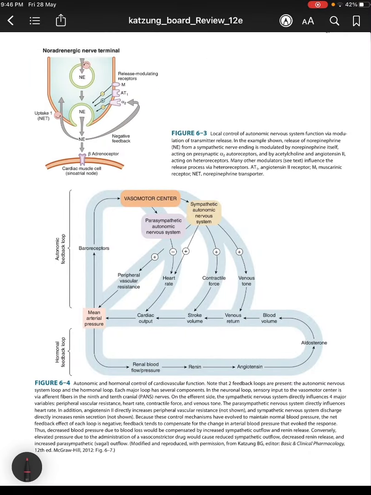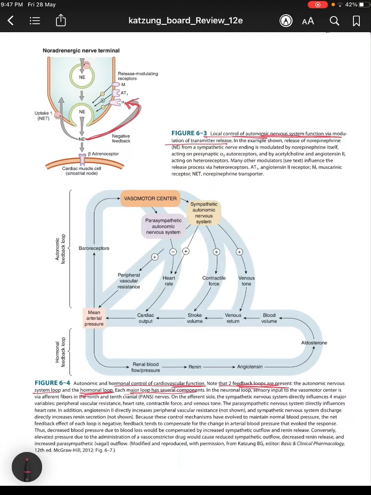Okay, so hydralazine to treat hypertension is useless if salt and water retention and tachycardia are not treated with other drugs. Okay, so this figure represents the local control of autonomic nervous system function via modulation of neurotransmitter release. You have a negative feedback control. That is especially true in the case of acetylcholine. Next, coming to this figure, it represents the hormonal control of cardiovascular function. Two feedback loops are present: the autonomic nervous system loop and the hormonal loop. Each major loop has several components.